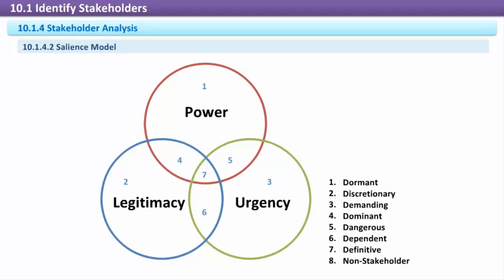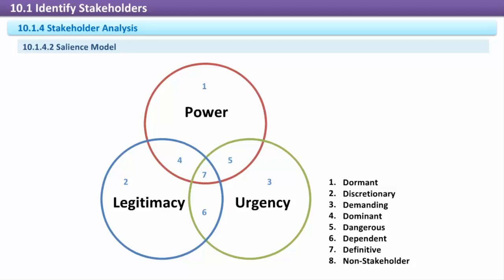Salience model. Salience refers to the level of power, legitimacy, and urgency stakeholders have in the project. Power. This is a subjective determination of how much influence the stakeholder has to impose his or her will. For example, a chief executive in the company usually has a very high level of power even if he or she is indirectly involved in the project.